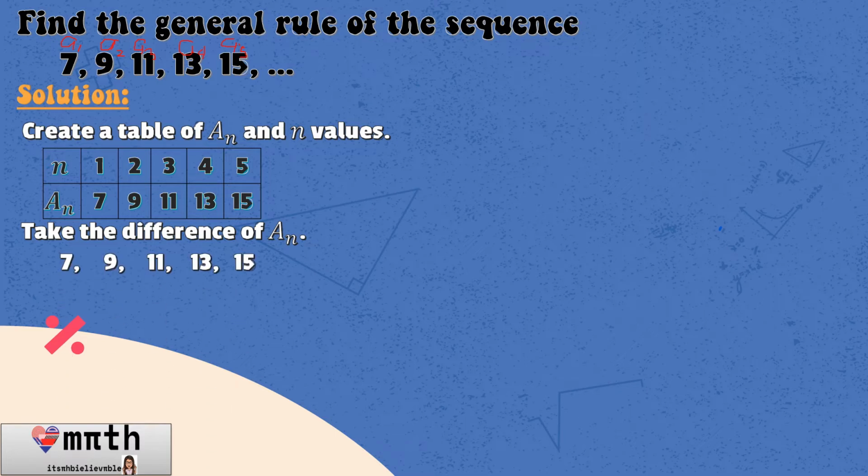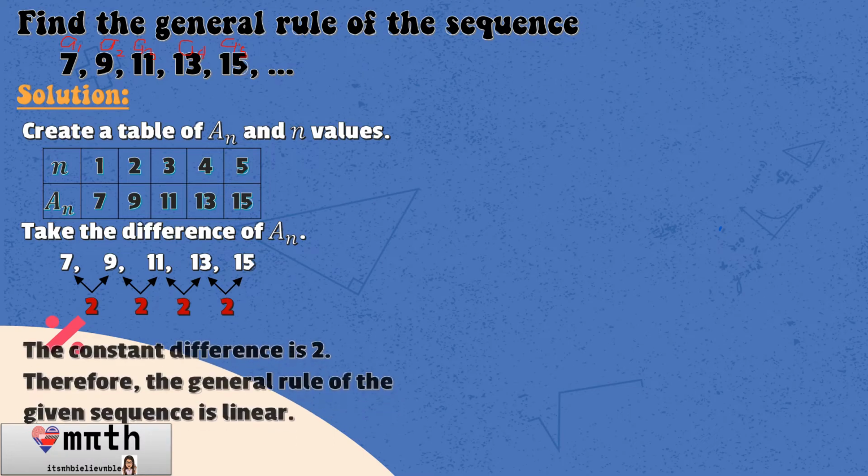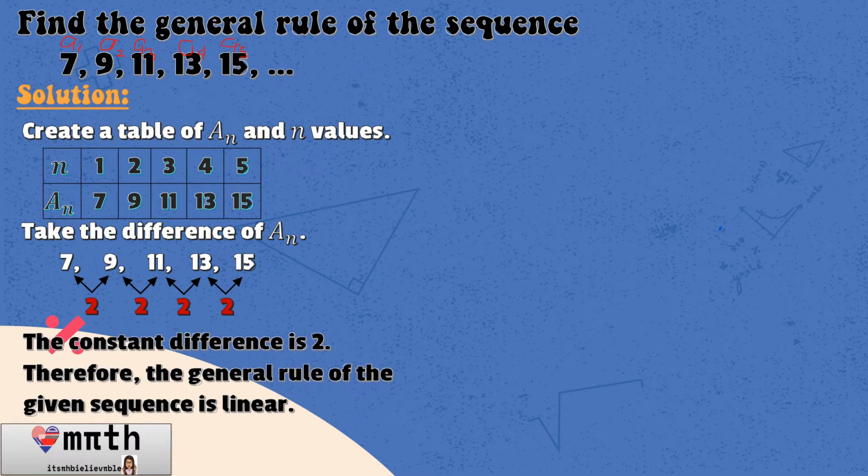The difference between 9 and 7 is 2. 11 minus 9 is also 2. 13 minus 11 is also 2. And 15 minus 13 is also 2. So as you notice, we have a constant difference which is equal to 2. Therefore, the general rule of the given sequence is linear.